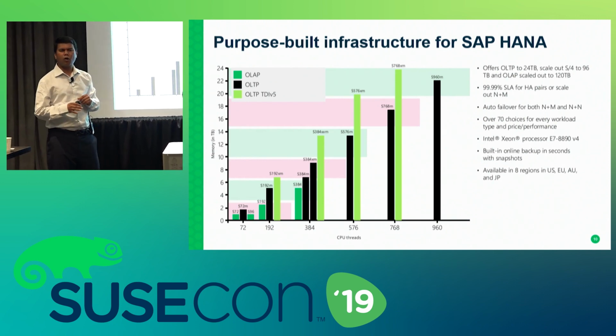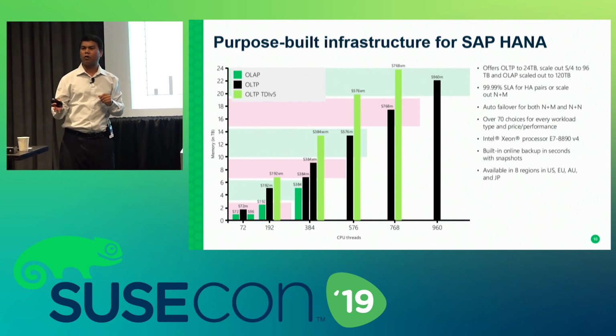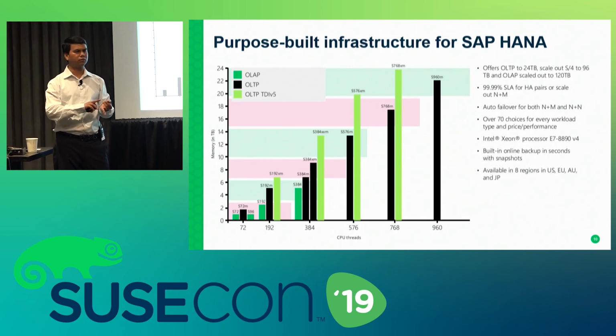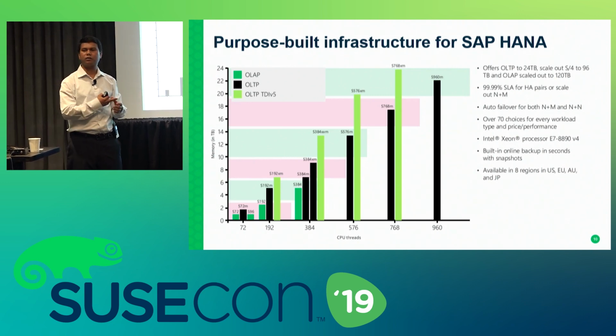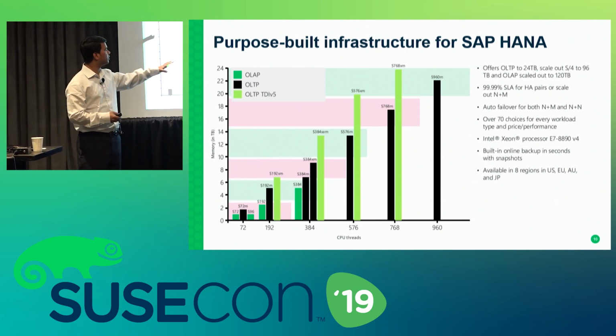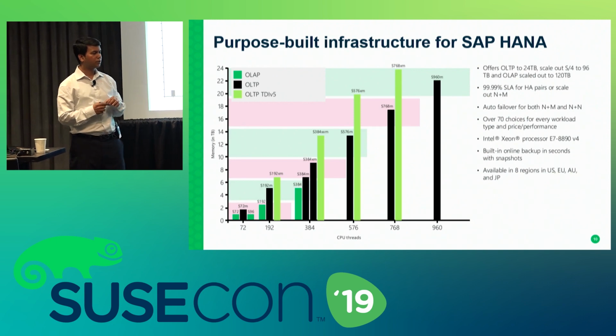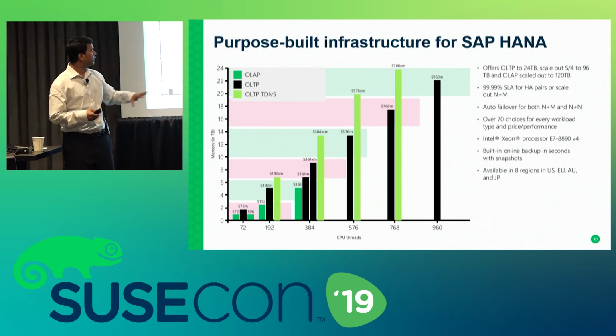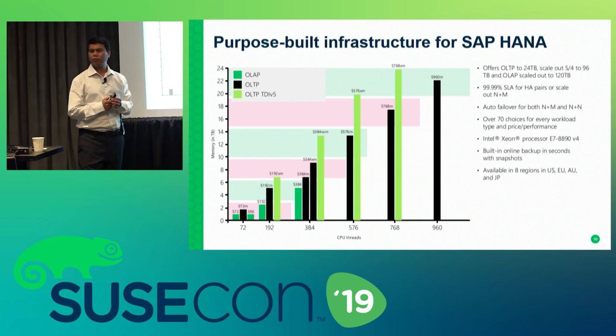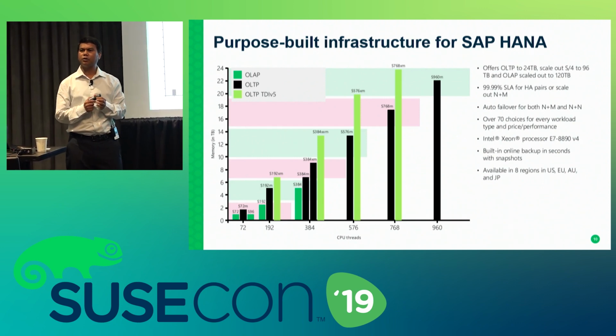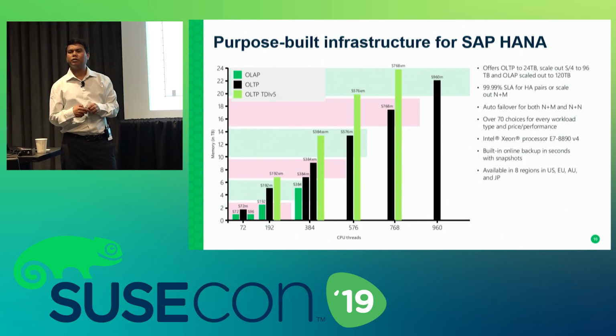It supports all the possible SAP topologies, like your single node, HSR with DR, scale out, standby. All the possible topologies are supported here. They have the latest CPU infrastructure as well. It is running on Broadwell, and newer technologies are coming out. It's available in 8 regions right now, 2 in US, 2 in Europe, 2 in Australia, and 2 in Japan, and more regions to come out soon.